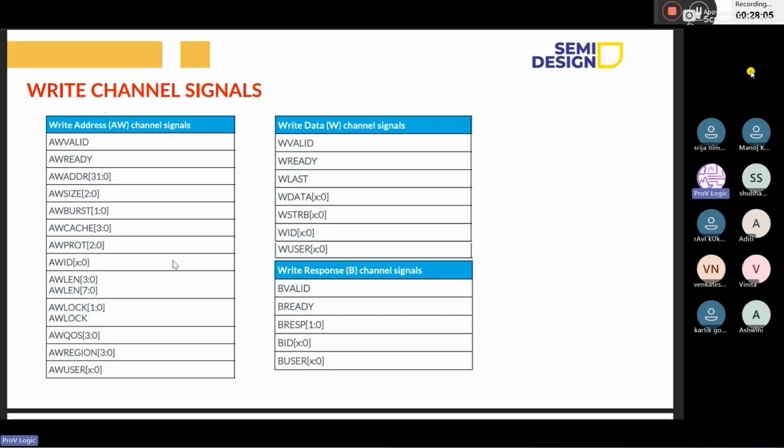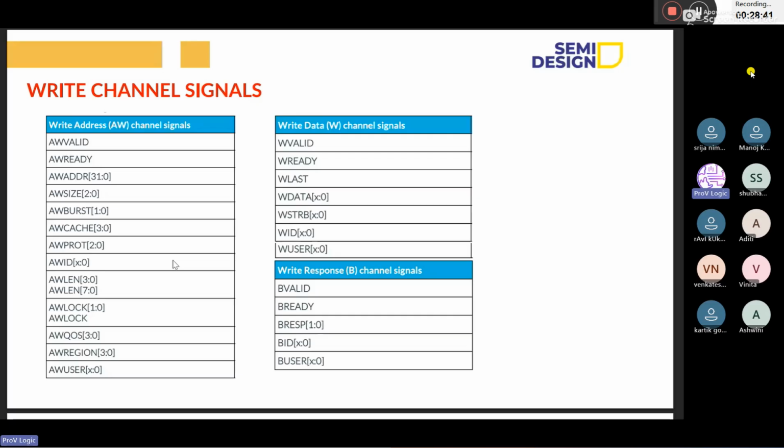Next, the protect signal. You already know the protect signal. In APB also we have just the protection level, whether it is privileged or user, secure or non-secure, instruction or data, same. Next, ID. ID is, for every write transaction, related to write, right? If it is a read, for every read there will be an ID. If it is a write, there will be an ID for the write transaction. So it is useful for the masters. Just an ID for each transaction.